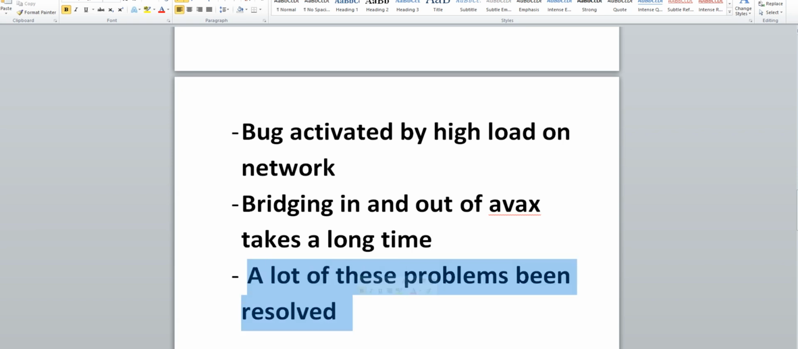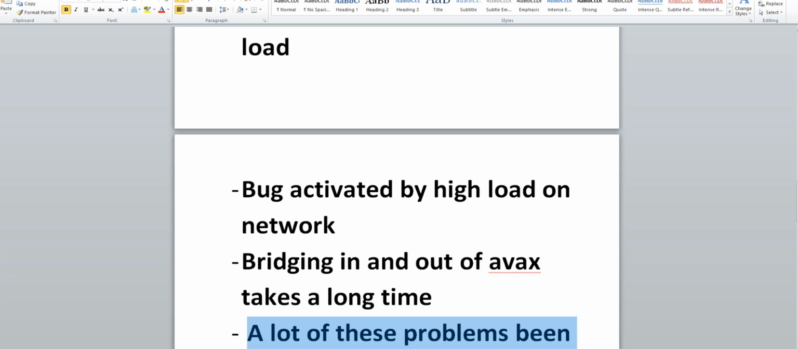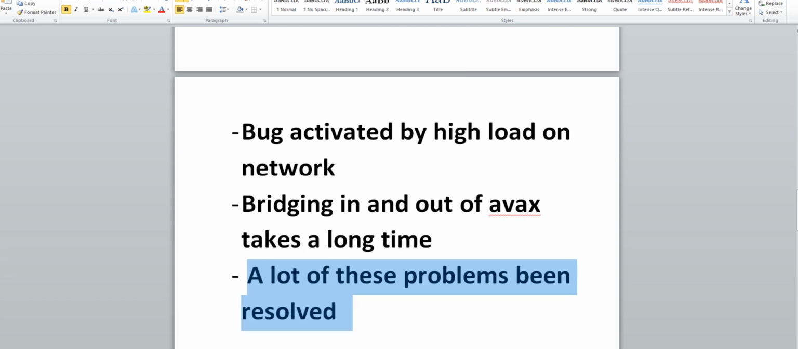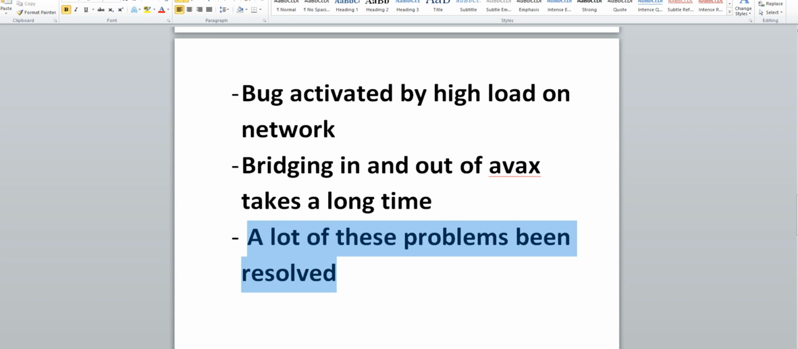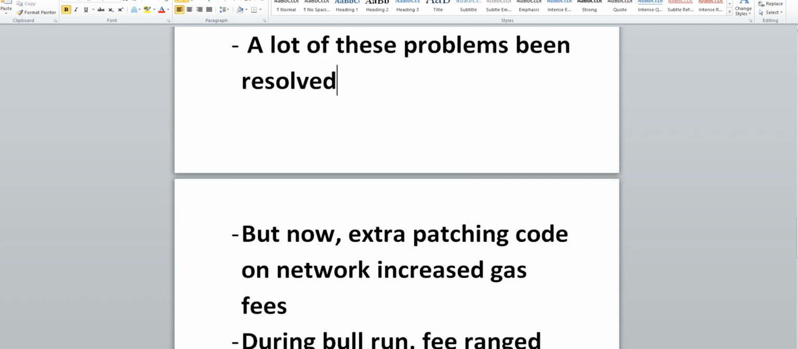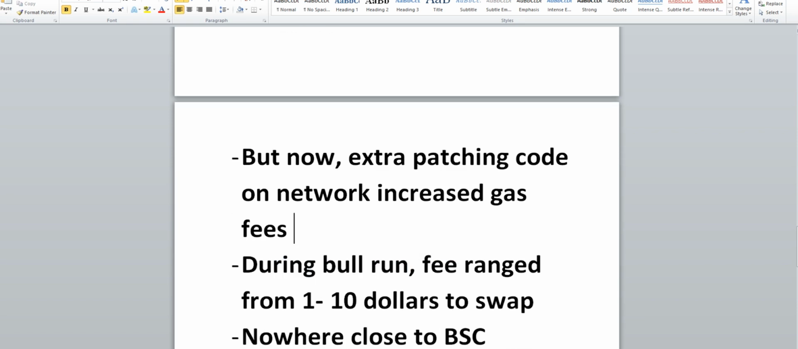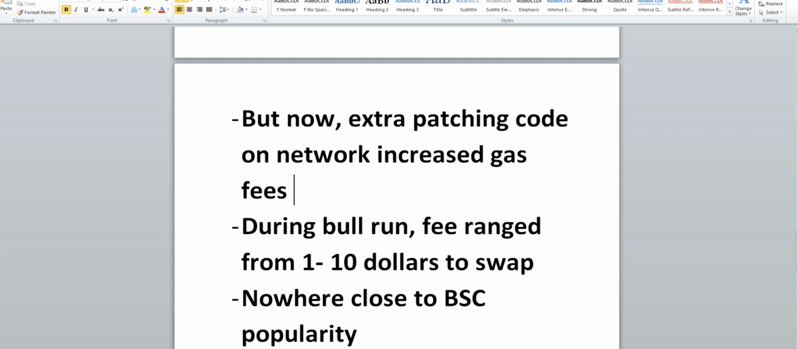And yes, a lot of these problems I just mentioned, like the bug activated by the high load on the network and the bridging in and out, have been resolved. Yes, the network got patched for these problems. However, the extra patching code on the network increased gas fees. I don't know if you guys know this, but during the bull run, the fees on AVAX ranged anywhere from $1 to $10 to swap. And that's nowhere close to Binance Smart Chain's popularity. All right?